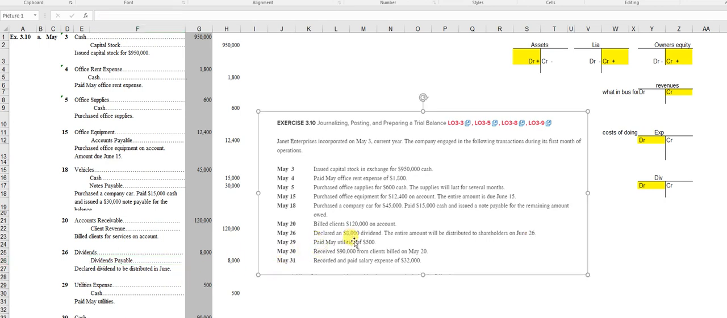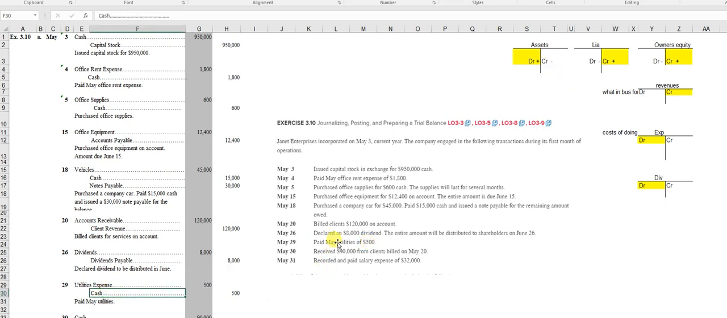Paid utilities of $500, so again, look for the cash. I paid them, so cash is going down, so I credit cash. What did I pay? I paid utilities. Utilities are a cost of being in business, so it's an expense.